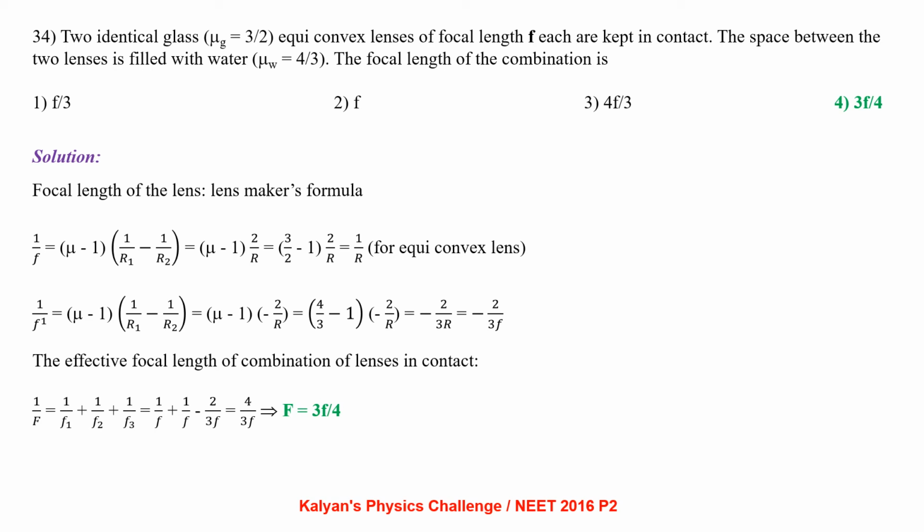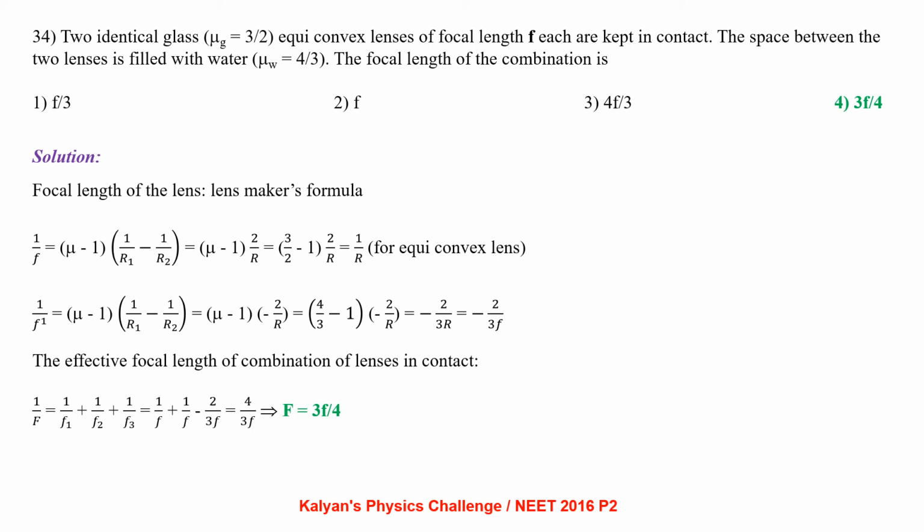The focal length of a lens is given by the lensmaker's formula: 1 by f equals mu minus 1 times (1 by R1 minus 1 by R2). Here mu is the refractive index of the material of the lens, and R1 and R2 are the radii of curvature. Since it is an equiconvex lens, R1 equals R2, so the focal length comes out to be 1 by R. Then the two lenses are kept in contact and the space between them is filled with water. So effectively there are three lenses in contact with each other.